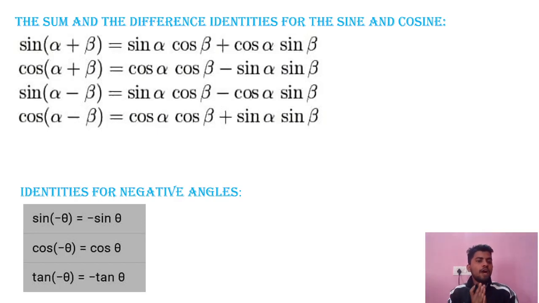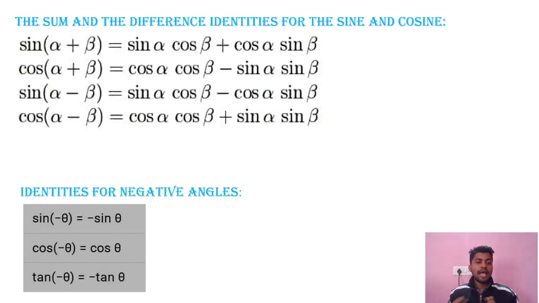Now, sine of alpha plus beta is equal to sine alpha cos beta plus cos alpha sine beta. Cos of alpha plus beta is cos alpha cos beta minus sine alpha sine beta. Sine of alpha minus beta is sine alpha cos beta minus cos alpha sine beta, and cos of alpha minus beta is cos alpha cos beta plus sine alpha sine beta.